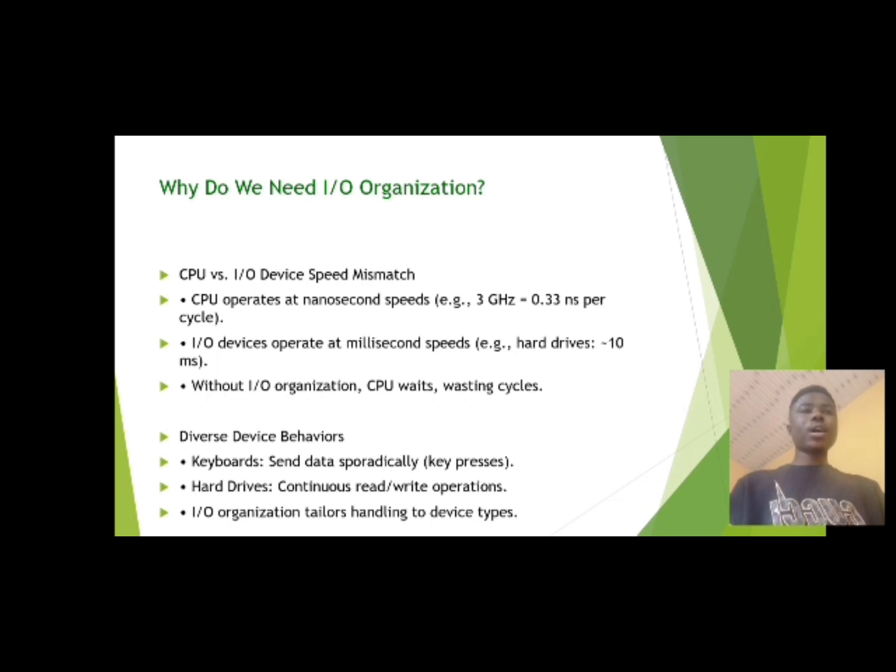If the CPU has to wait for the input or output device, it ends up doing nothing, wasting valuable processing time. That's where input or output organization comes in. It helps manage this mismatch. Instead of making the CPU wait, the system can use techniques like buffering and interrupts to keep the CPU productive while input or output operations happen in the background.